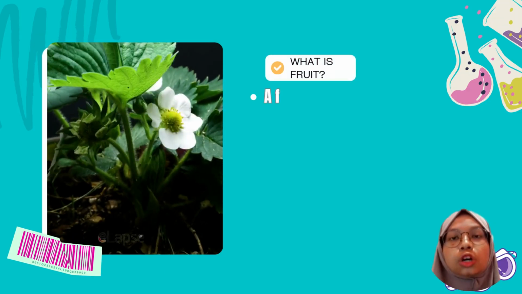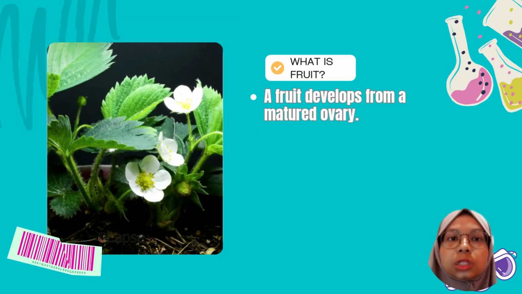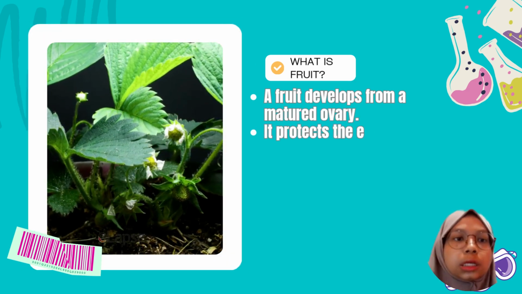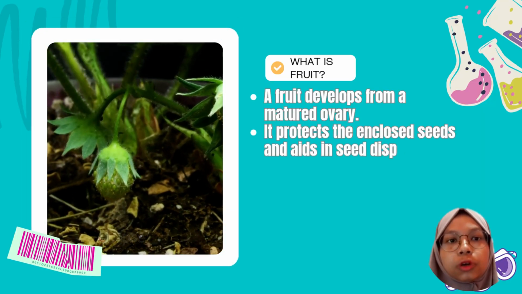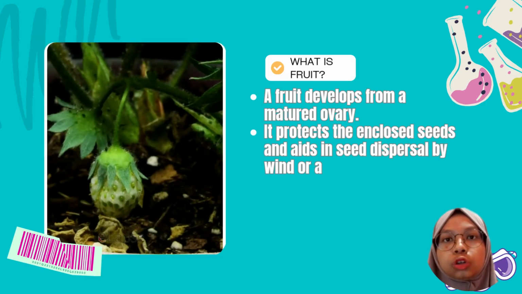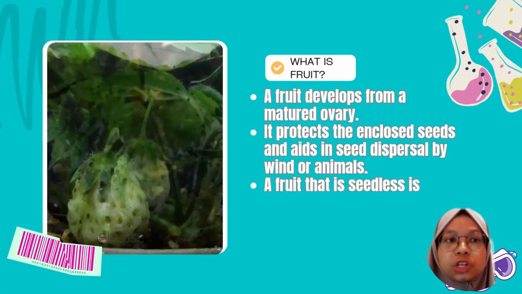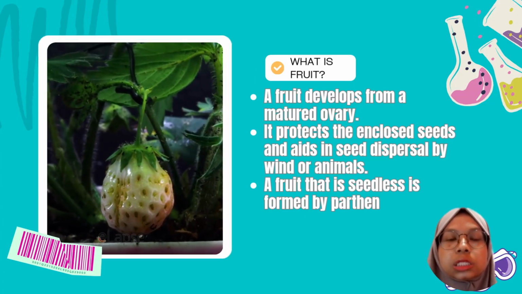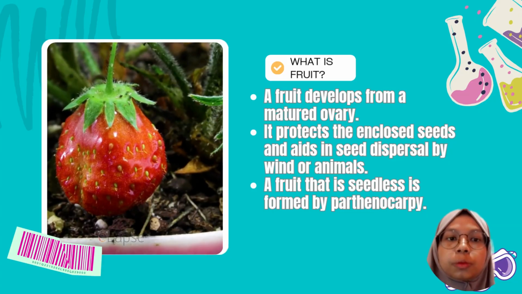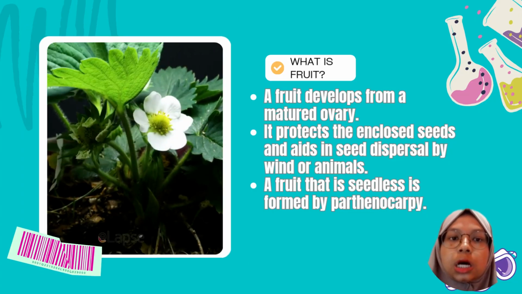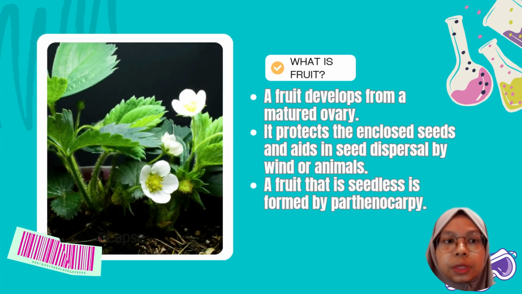What is fruit? A fruit is a matured ovary of a flower after fertilization takes place. This means that once pollen reaches the ovule, the ovary begins to develop into a fruit. Fruits are very important because they serve two main functions, which are protection and seed dispersal. For protection, the fruit protects the seed from physical damage, dehydration, and disease. And the second is seed dispersal.